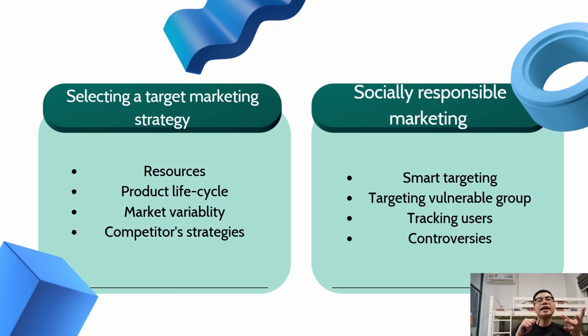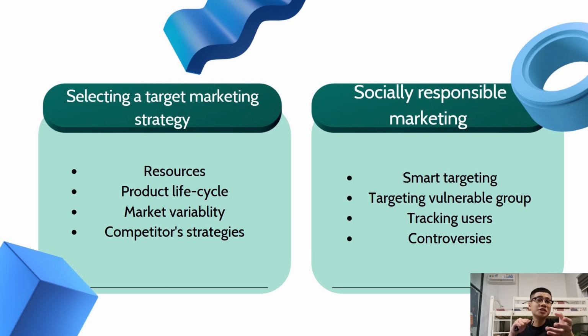And in selecting a target marketing strategy, a company must consider its resources, product lifecycle, market variability, and the competitor strategies. Undifferentiated or concentrated marketing is suitable for new products, while differentiated marketing is preferred for the mature stage. The choice of strategy also depends on the buyer similarity and competitors' approaches, with undifferentiated marketing being appropriate if the buyers have similar tastes and reactions, and differentiated or concentrated marketing being advantageous if the competitors use different strategies.